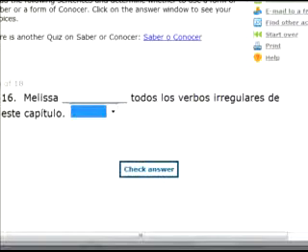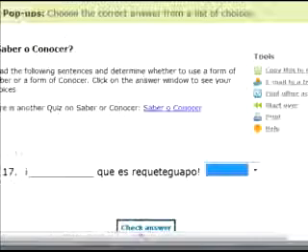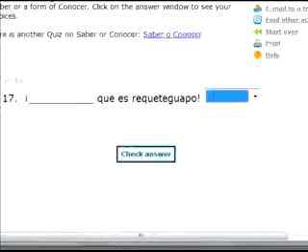Melissa knows all the irregular verbs in this chapter. Now, these are facts that Melissa knows. This one might be a little bit tricky, but is it saying she's familiar with or that she knows them by heart? My assumption is that she knows them by heart. So we're going to try this one. Okay, and it didn't give it anything wrong.